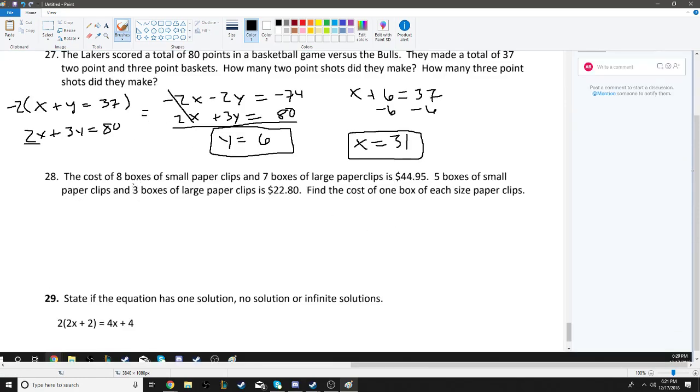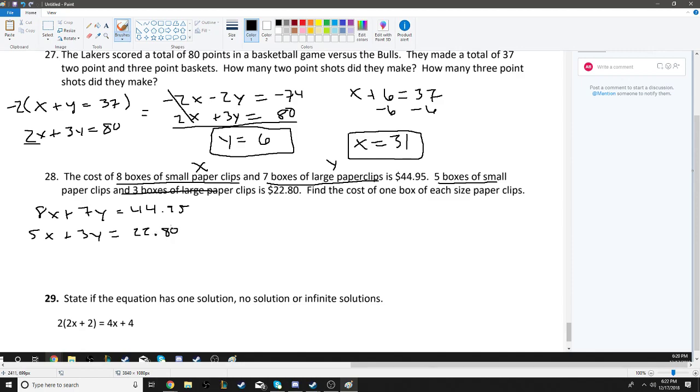The next problem. 8 boxes of small paper clips. I'm going to call the small paper clips x. And 7 boxes of large paper clips, I'm going to call that y. So we get 8x plus 7y is equal to $44.95. Next we have 5 boxes of the small clips, so 5x, and 3 boxes of the large clips, plus 3y, and that's equal to $22.80.